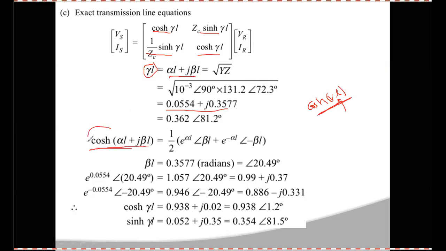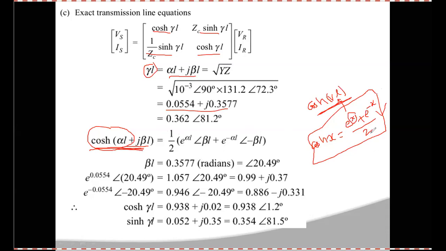Now you know that cosh x can be written as (e power x plus e power minus x) by 2. Okay, you know this from trigonometry. The hyperbolic function cosh of x can be written as e power x plus e power minus x, by 2. Now in place of x you have αL plus jβL, so you substitute αL plus jβL here.